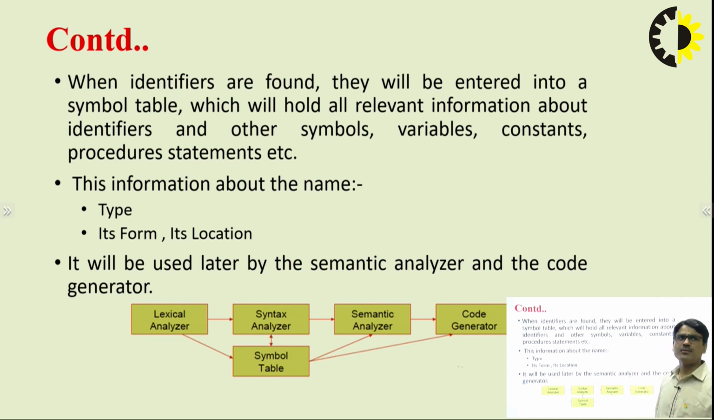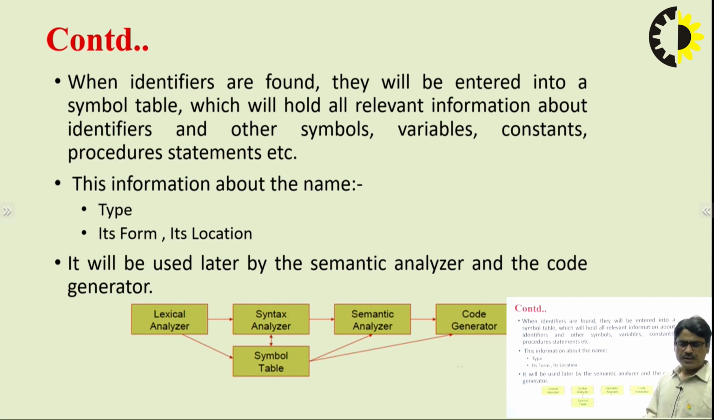So when identifiers are found, they will be entered into a symbol table, which will hold all relevant information about identifiers and other symbols: variables, constants, procedures, statements. Whenever we talk about a variable and we are going to store it, firstly you have to see that the symbol table works at all levels, meaning the analysis phase, that is the lexical analyzer, syntax analyzer, semantic analyzer, and in between intermediate code generation. All four phases work with it, because this is an analysis pass, and it works for code optimization and code generation also.